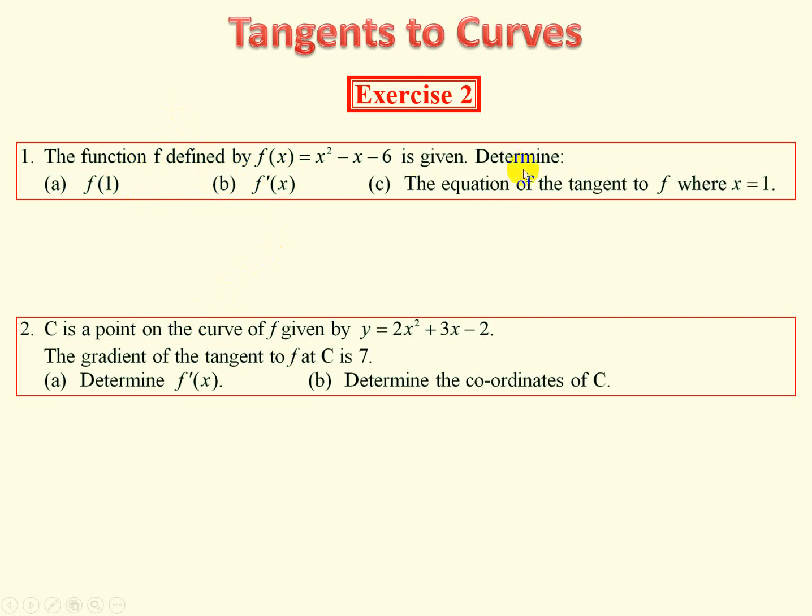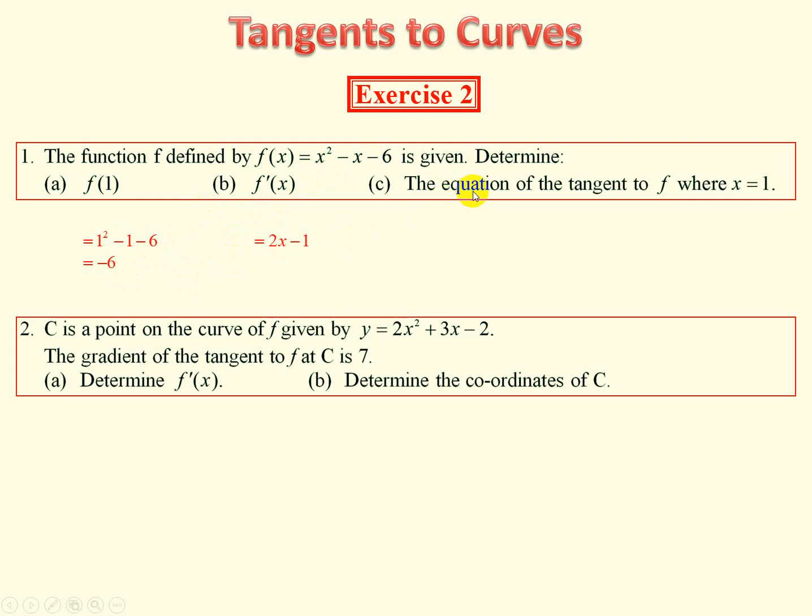Right, these here are really more exam type questions. So it takes you through it. The function is defined by f of x equals x squared minus x minus 6. Determine f of 1. So it's taking you through the different steps. So f of 1 we just substitute into the original. F prime of x we differentiate.